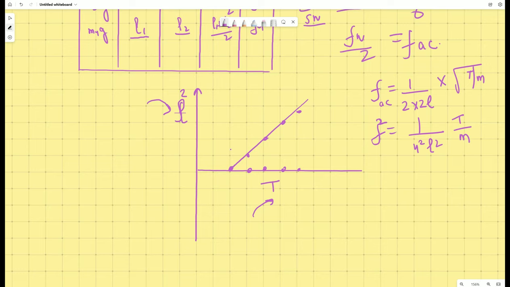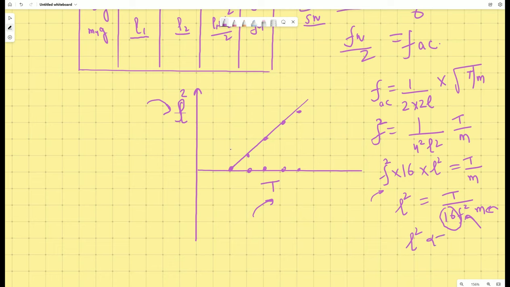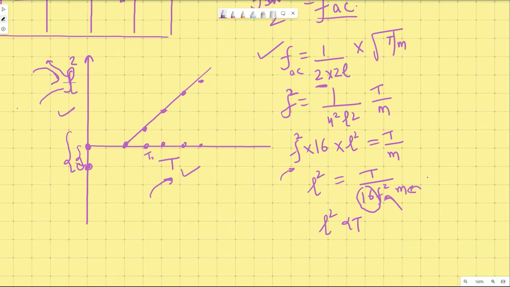And if you notice this equation, what you will find is F square, which is a constant, the frequency of the AC signal is constant, into 16 into L square is equal to T by M. So L square is equal to T divided by 16 F square M. Understood? So what is happening? 16 is fixed. Frequency of the signal is fixed. The mass density of the wire is fixed. So L square is directly proportional to T. All right. So you understand now that L square is proportional to T.